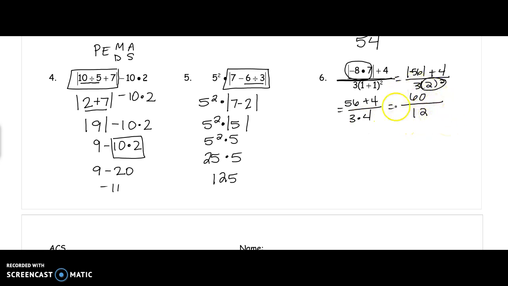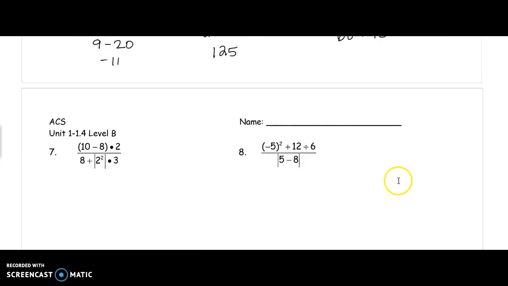If you have a fraction, we need to simplify it. So you can figure out if 12 goes into 60 evenly, or you can divide. I'm going to tell you that this one goes in evenly 5 times. So in your calculator, you would say 60 divided by 12, and it would give you 5. A couple more.